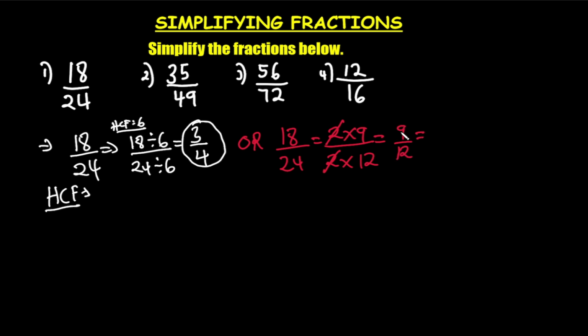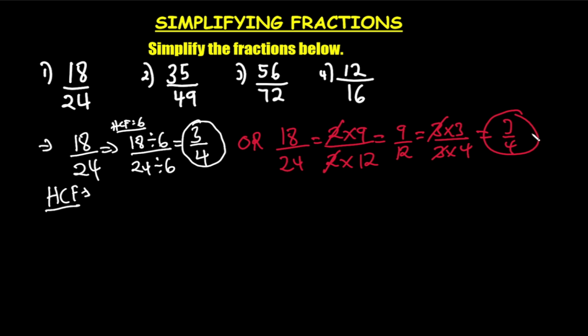I also multiply two numbers to get 9. 3 times 3 will give me 9. And also 12: 3 times 4 will give me 12. And also I can cancel this one. Now I'm left with 3 over 4. The 3 is a prime number. It has only two factors. I cannot break it down further. So as you can see, when I use the breaking down or the decomposition method, I got 3 over 4. And also when I use the HCF method, I got 3 over 4.